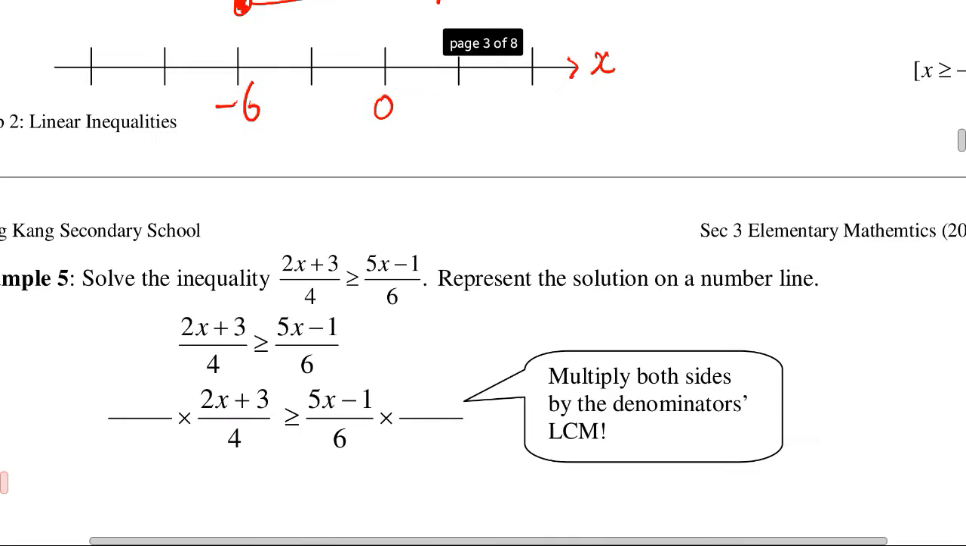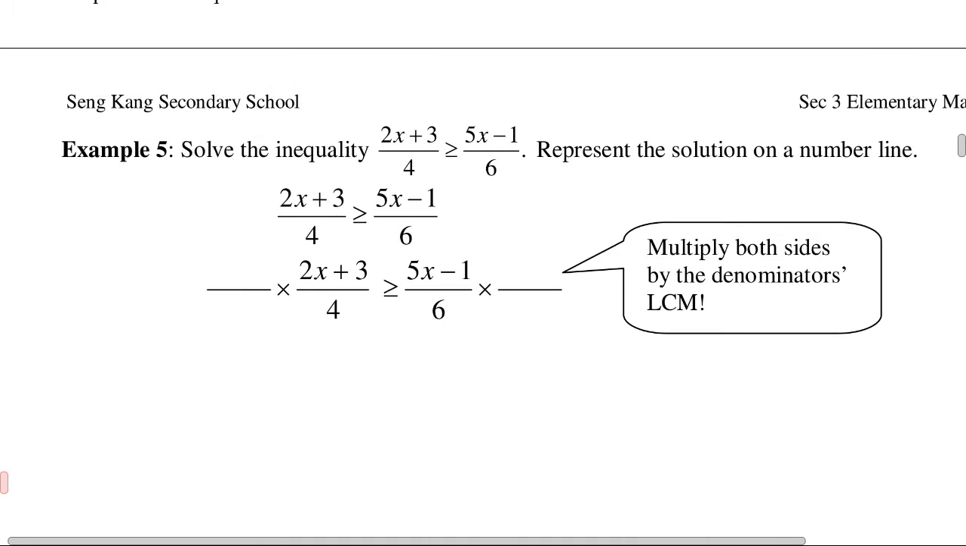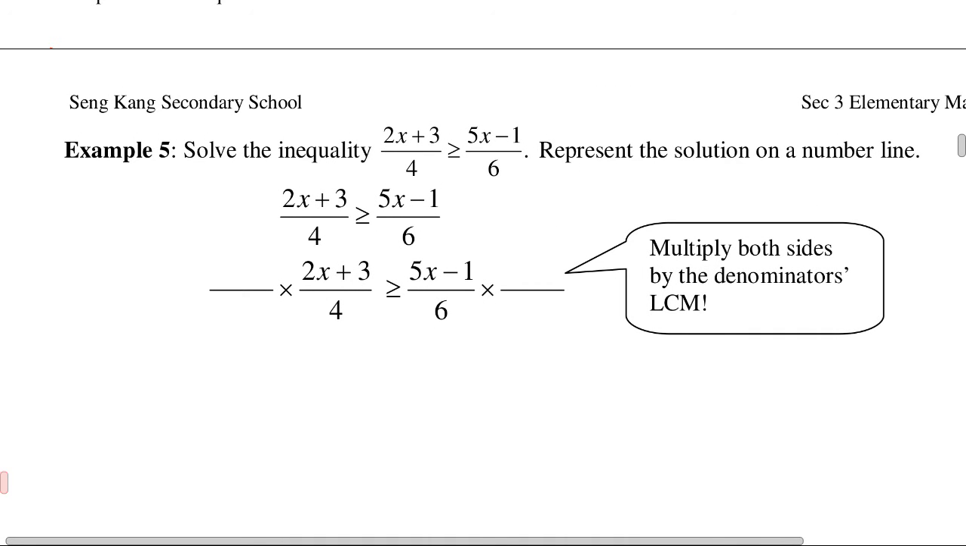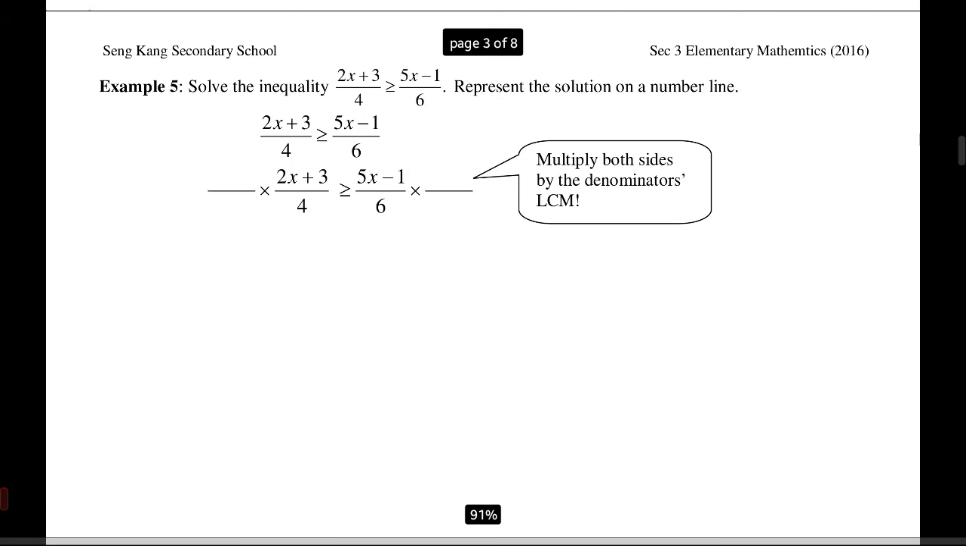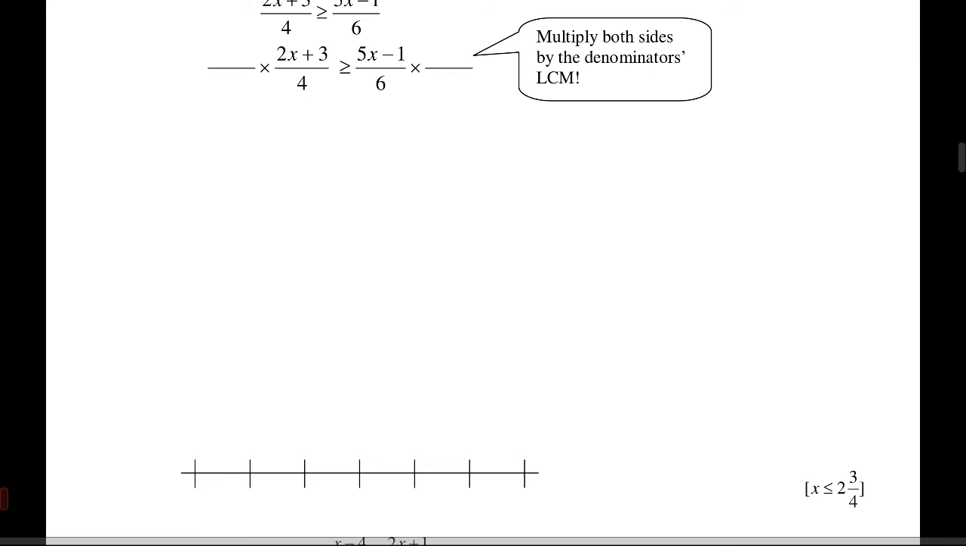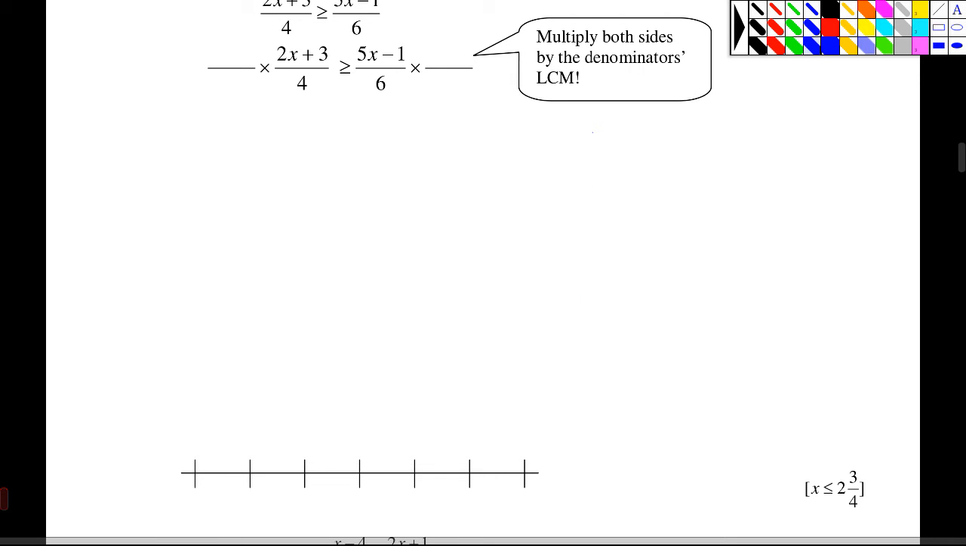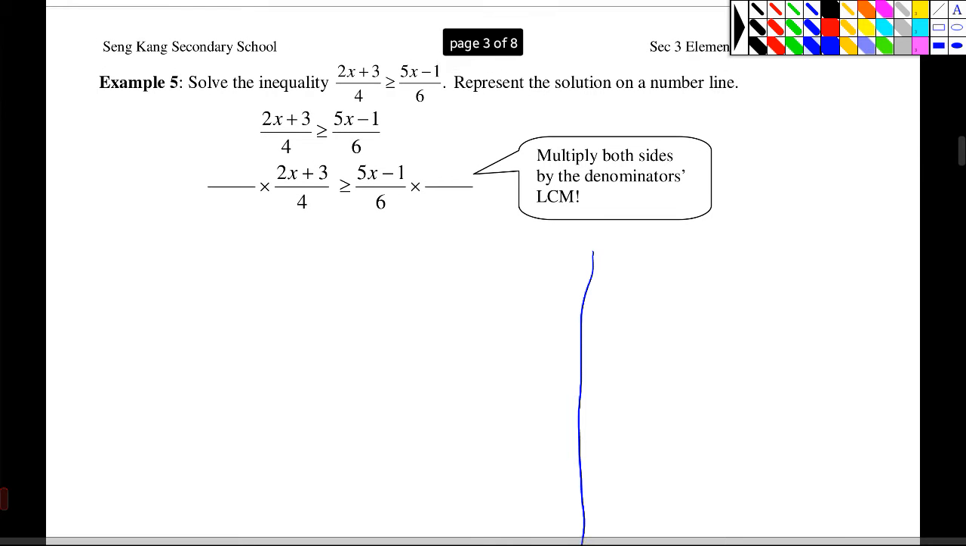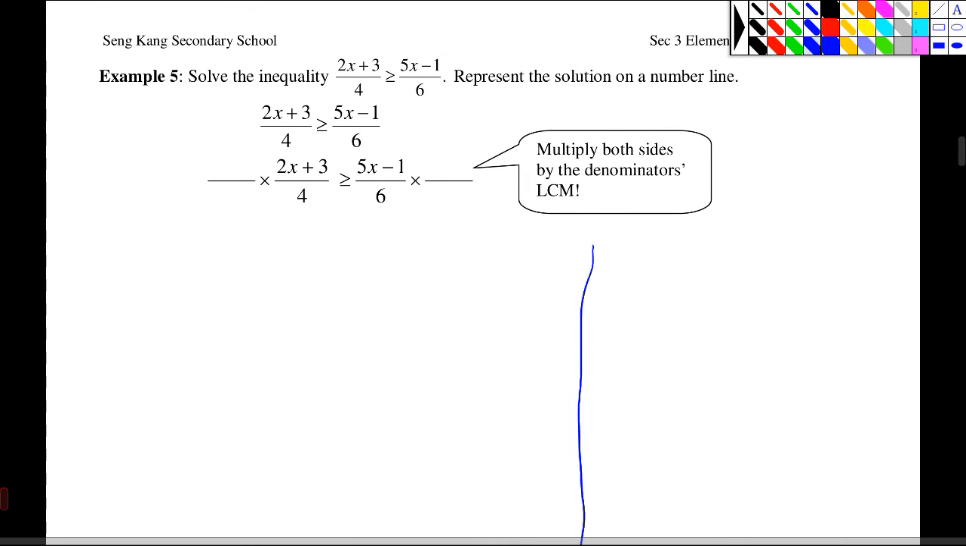Okay. Can you use cross multiply? Answer is... okay, let's try something. I have some space here. Can I have all your attention? Come back to this page. This is on page what? Page 5. Can you help me write something?